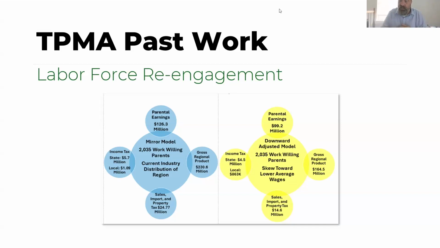So what was produced here was ultimately a range where we're able to say with a good degree of confidence, this is probably the high end, this is probably the low end, and the real number is somewhere, of course, in the middle.